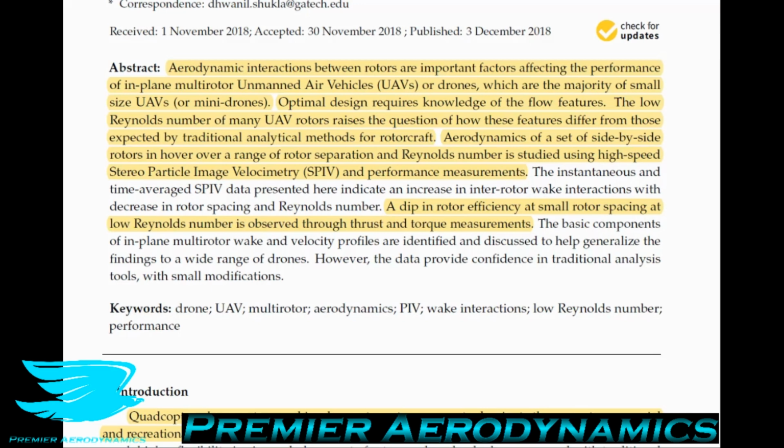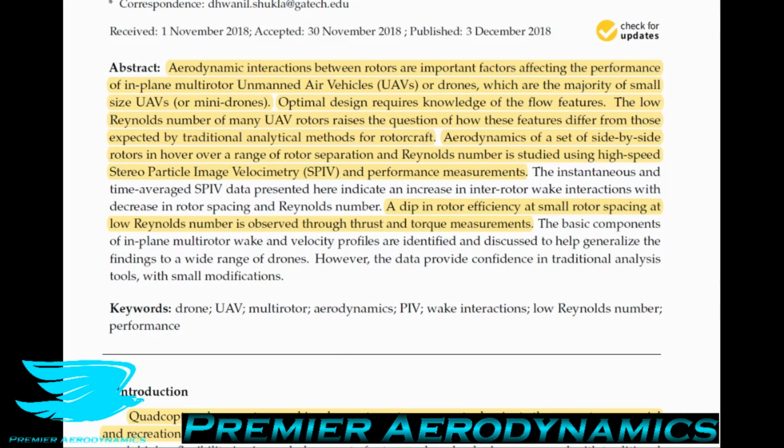Optimal design requires knowledge of the flow features. The low Reynolds number of many UAV rotors raises the question of how these features differ from those expected by traditional analytical methods for rotorcraft. Aerodynamics of a set of side-by-side rotors in hover over a range of rotor separation and Reynolds number is studied using high-speed stereo particle image velocimetry and performance measurements. So that's pretty cool, using PIV.